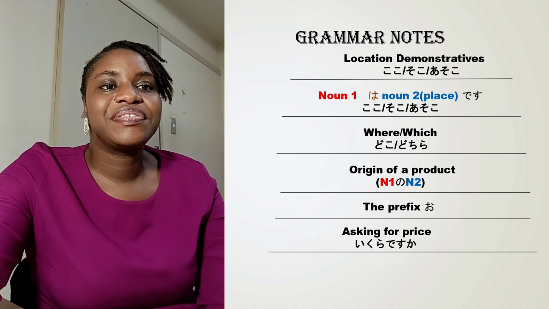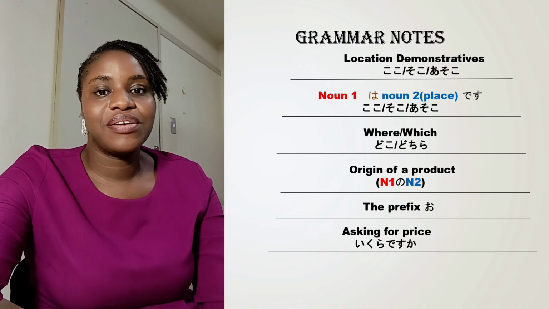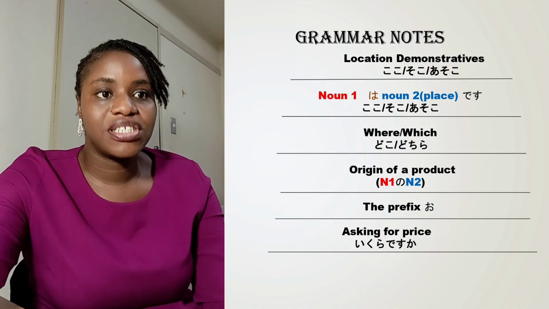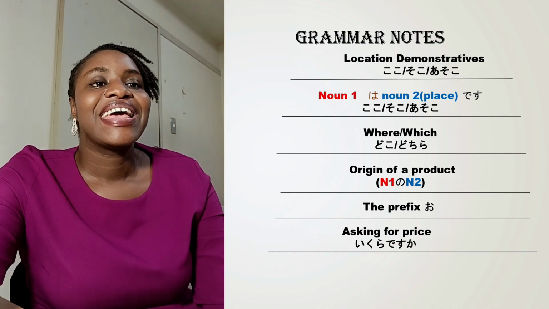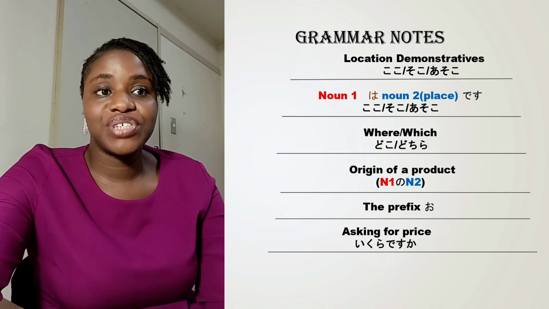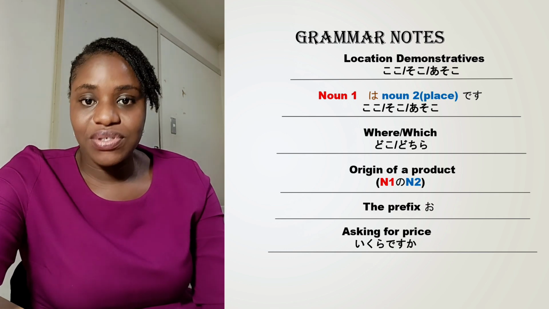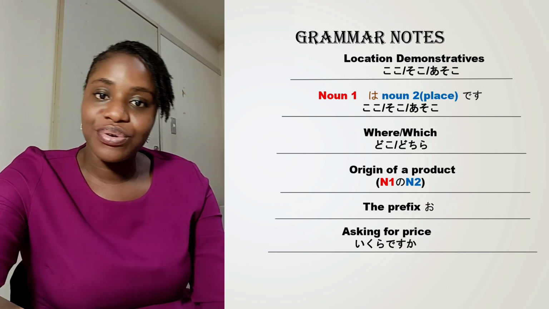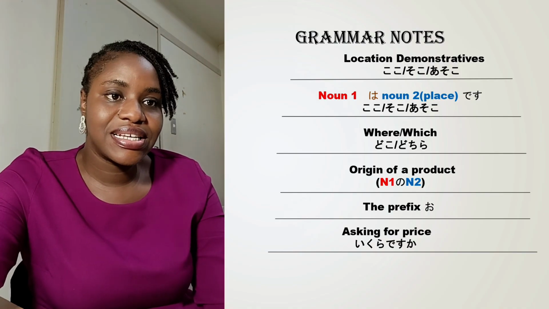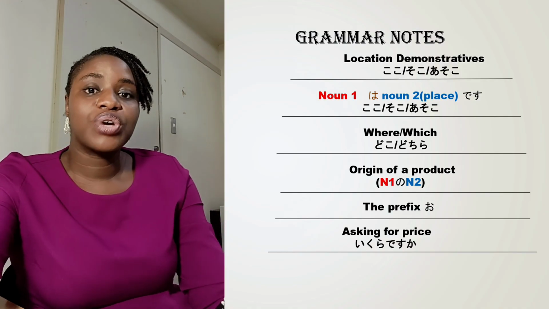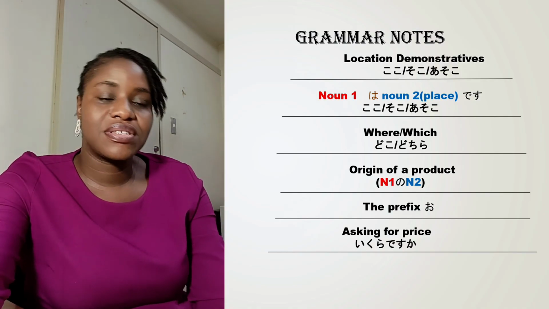So we have location demonstratives. Remember in the last lesson we learned about demonstratives. We learned kore, sore, are. And we also learned when those demonstratives modify nouns, so we had kono, sono, ano. This time around in this lesson, we're going to be learning location demonstratives.